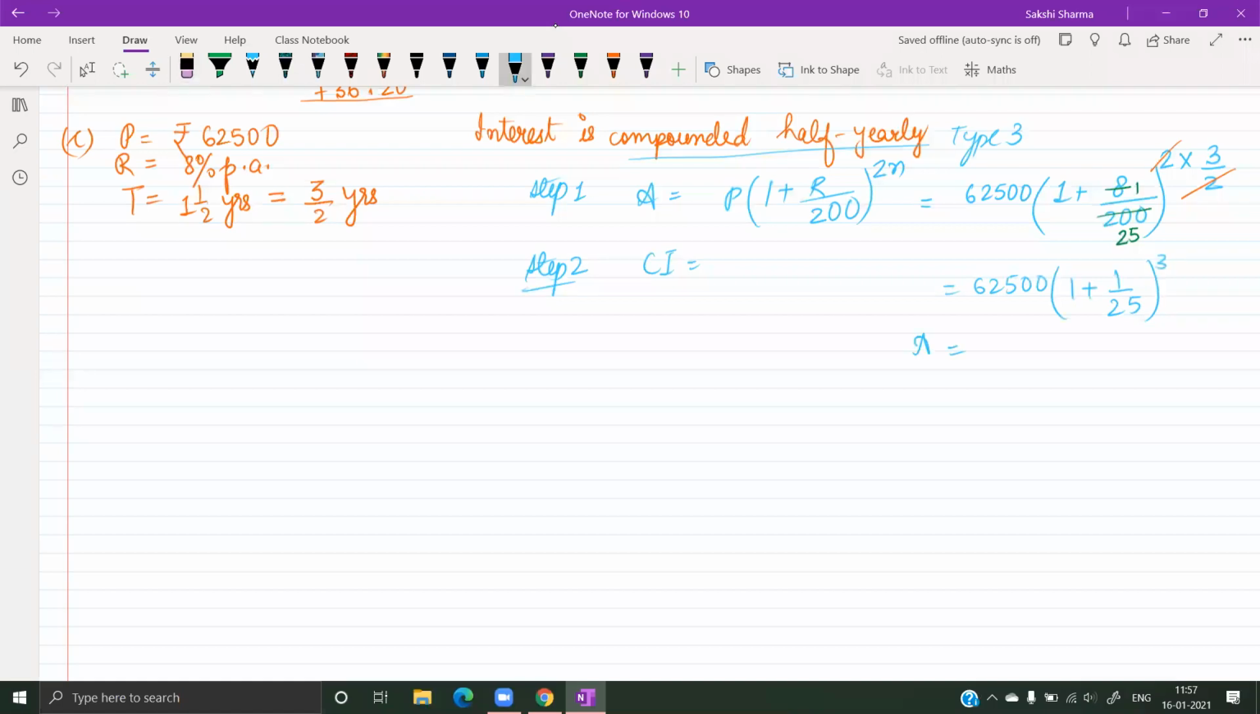Solve it, obtain the amount, and then you will find out the compound interest. This will be your homework. And just like this, part E, where the interest is compounded half yearly, solve your answer.